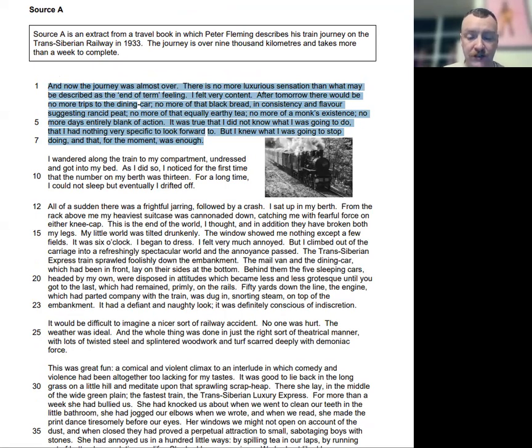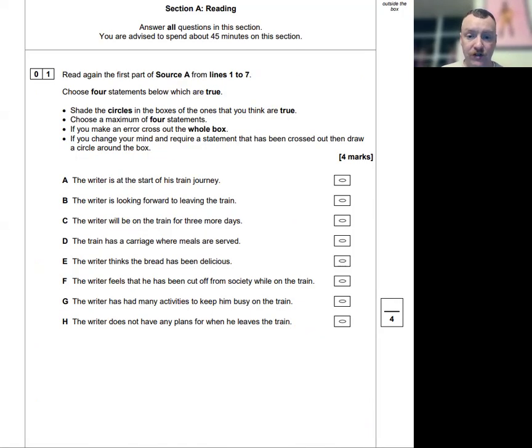So really make sure that you understand the question. Don't rush it. Spend as much time on the question as you need. It may sound foolish because I'm contradicting myself due to the time constraints we have. The exam, we only have an hour and 45 minutes, but make sure that you understand the question. So for question 1, all we are doing, we are shading the circles in the boxes which we think are true. If we don't think they're true, we don't shade those circles, okay? Choose 4 statements below which are true. That's all we need to do for 4 marks. Maximum amount of time I would spend on this question is 5 minutes.